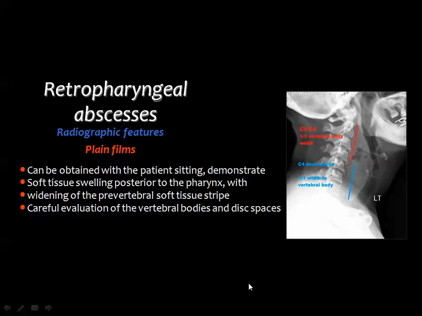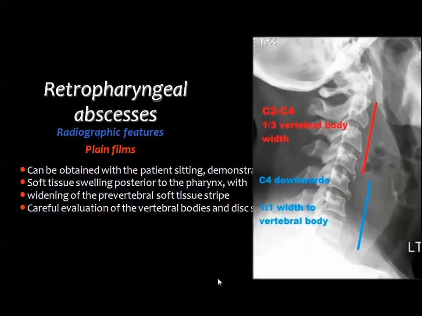And the retropharyngeal abscess is diagnosed, if it is large, by the plain X-ray of the cervical spine, the lateral view. Usually, you know that the prevertebral soft tissue shadow opposite the upper cervical vertebrae from C2 down to C4 should not exceed one third of the vertebral body width, and the prevertebral soft tissue shadow opposite the lower cervical vertebrae should not exceed the width of the cervical vertebral body.